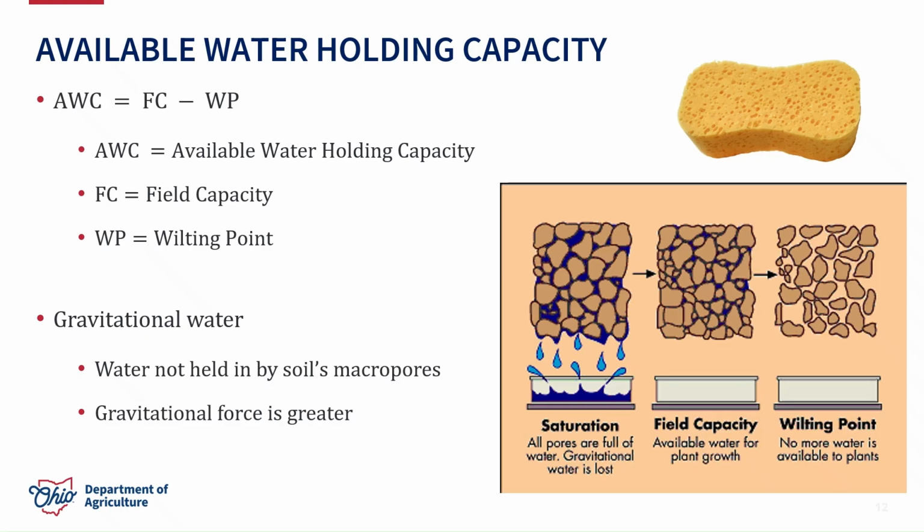Now, just to clarify a little bit further, gravitational water is some of that water that's drained by gravity. So the gravitational force is greater than the forces between the soil particles keeping the water in, and that's during that saturation period where some of that excess water that can no longer be absorbed is going to be lost and run off or be left to pond until it percolates later on.